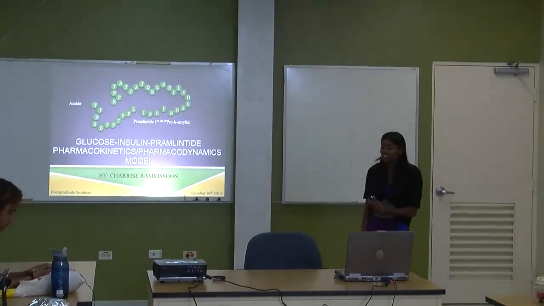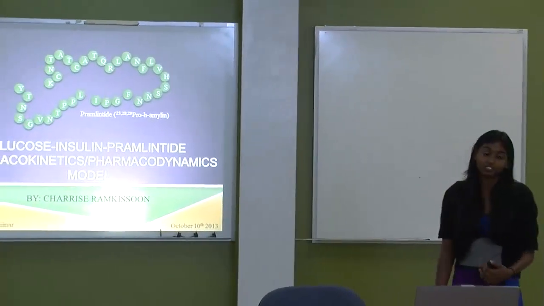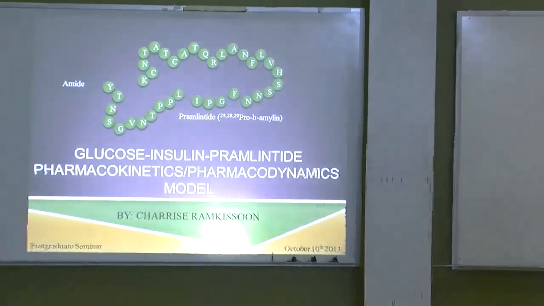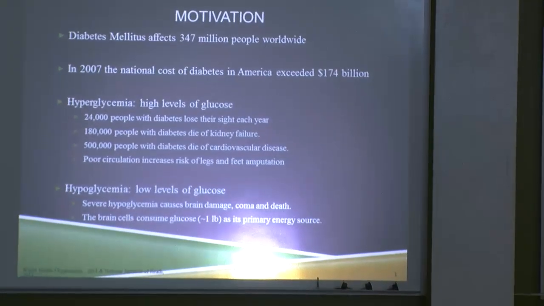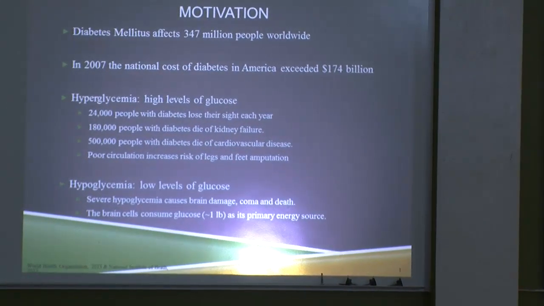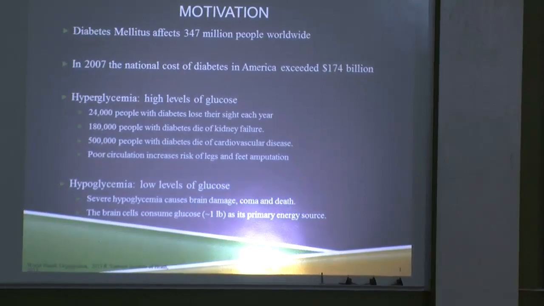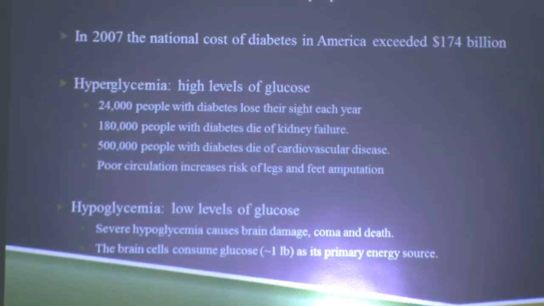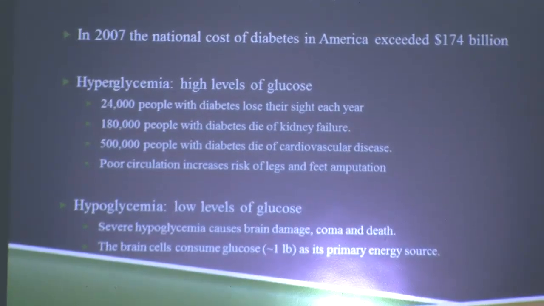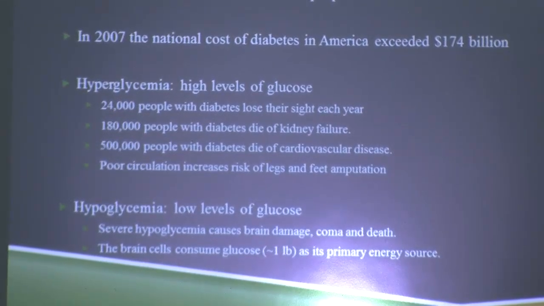The amino acid structure of pramlintide, and this will be the focus of today's talk. We essentially model pramlintide. So why do we want to make this model? Well, diabetes mellitus affects 347 million people worldwide, and in 2007, it incurred a national cost in America which exceeded $174 billion.